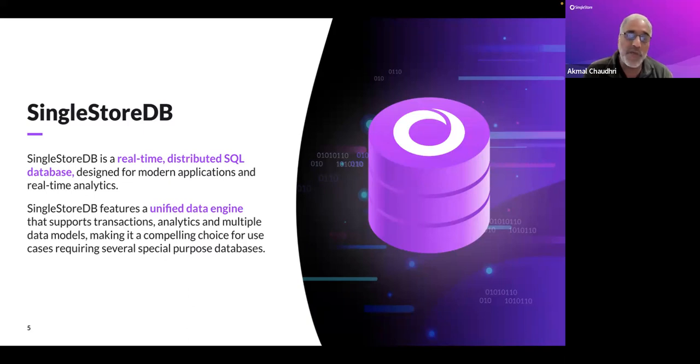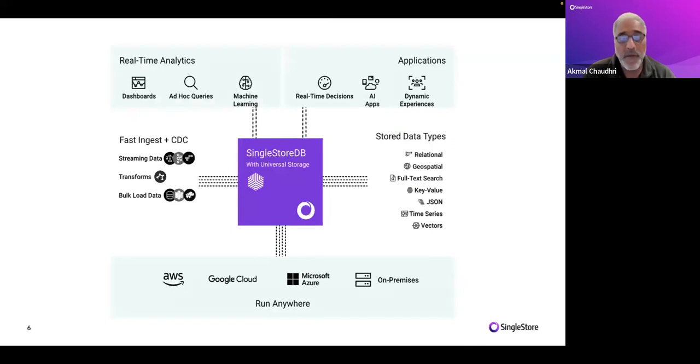SingleStore DB, the company having changed its name to reflect the fact that we do single store, means you have a single table type that can deal with multiple different data types. We see that over here. This is a nice high-level view. I like to think of this as the 30,000-foot view of what the product is.